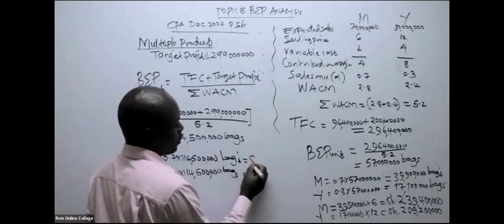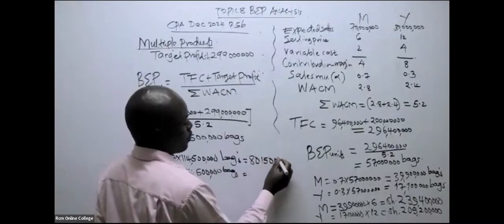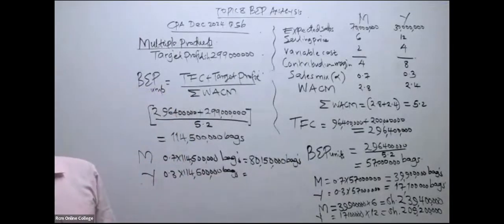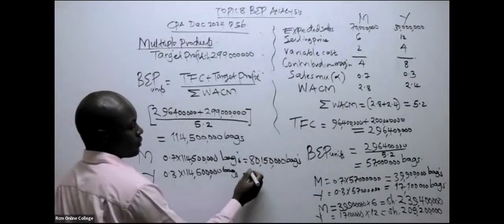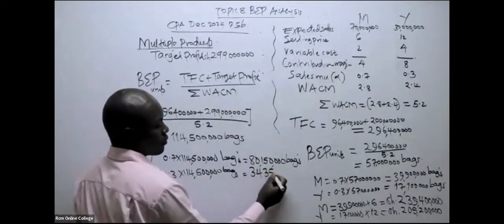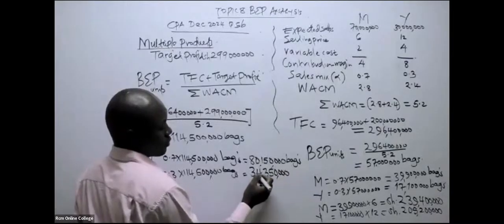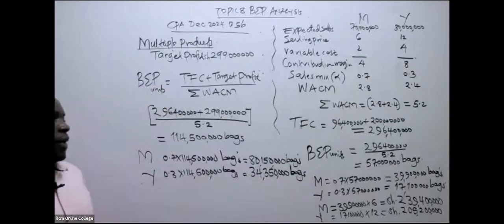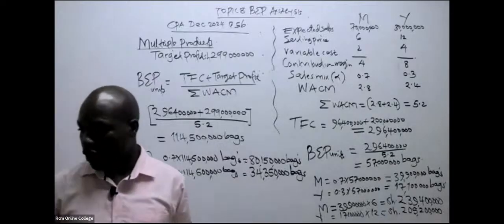150 million. 150 or 80,150,000 bags. Product Y. 34,350,000. 350,000 bags. 350,000 bags. Good. Now, back to the question.